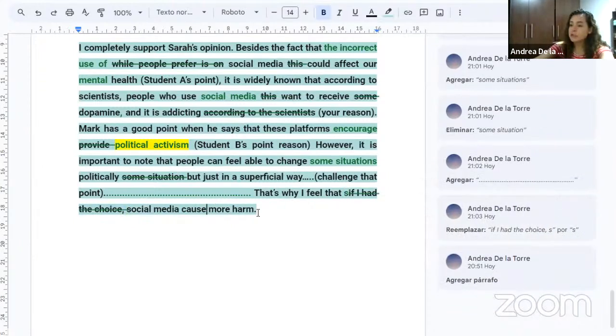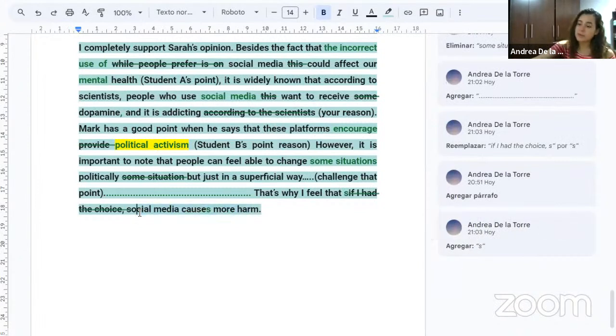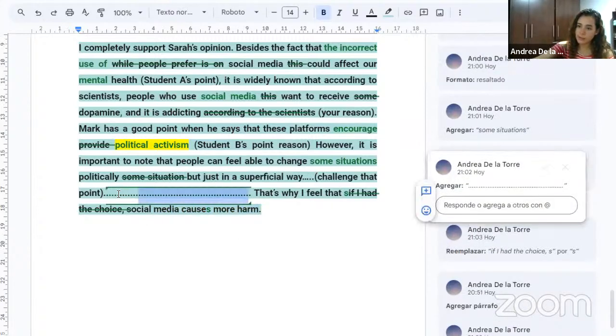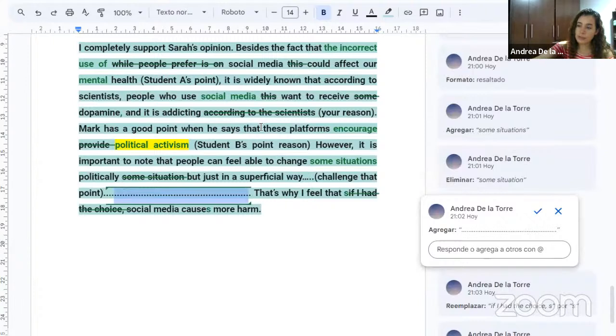Bien, me encanta el hecho de que estás respondiendo a la pregunta directamente, ¿no? La pregunta es, does social media cause more harm? I feel that yes, it causes more harm. Entonces, está muy bien. El contenido está súper bien. Te faltaba la parte de elaborar. Un poco de gramática. Algún uso de vocabulario. Pero está muy bien. Creo que estamos empezando bien para hacer la primera práctica.